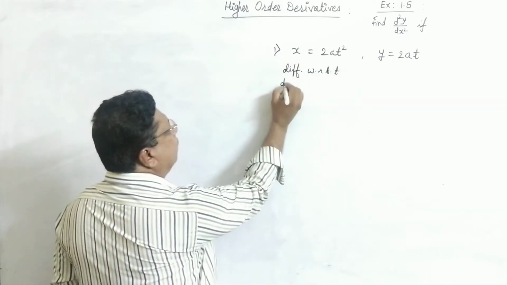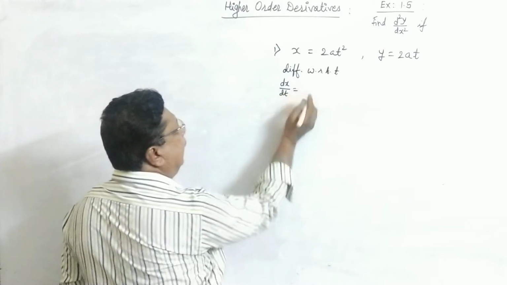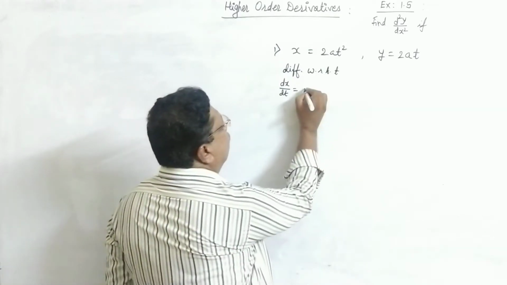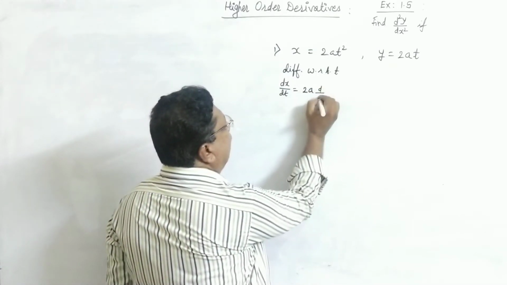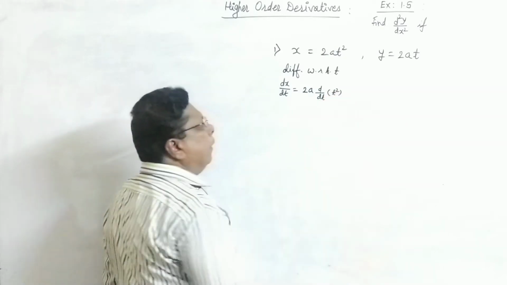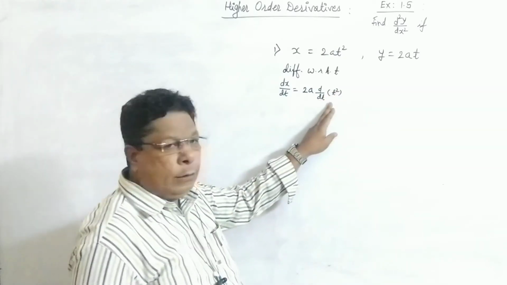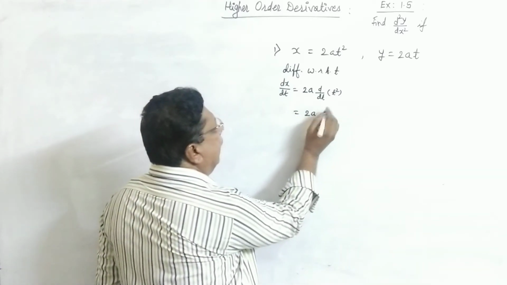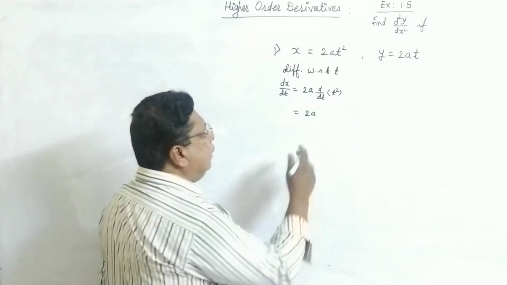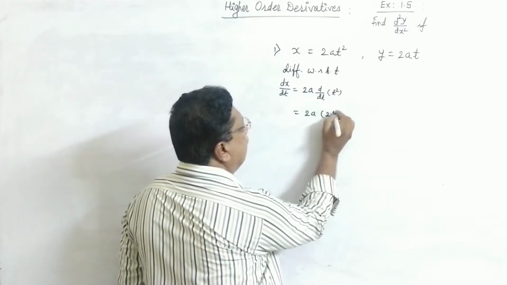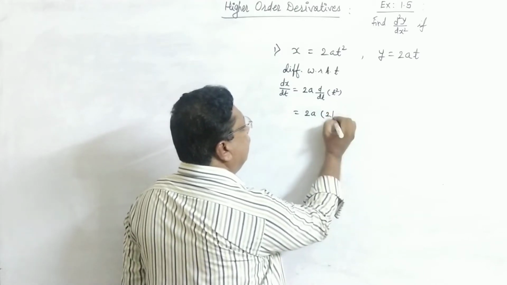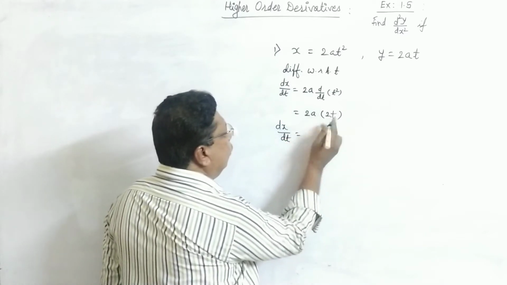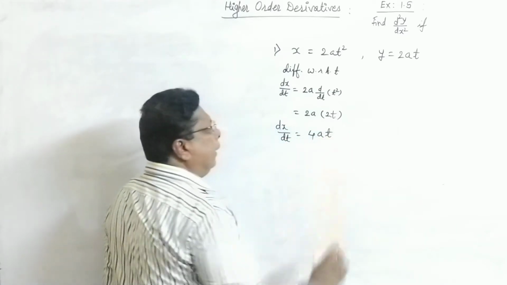Derivative of x with respect to t is dx by dt. 2 is constant, a is also constant. It means 2a is constant. Take it outside, into d by dt of t square. If a constant is a multiple of the function, then keep the constant outside. It is 2a. Derivative of t square with respect to t is 2t. Therefore, dx by dt is equal to 2 into 2, 4at.